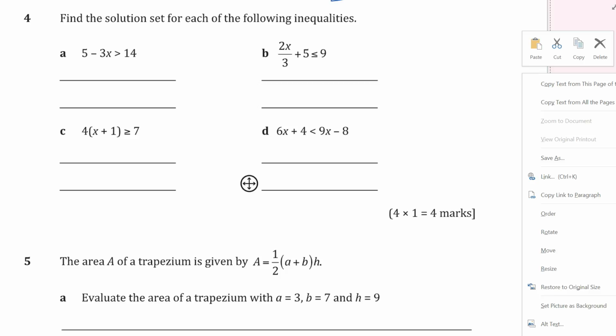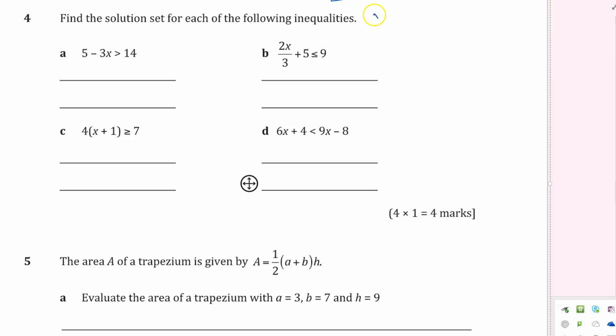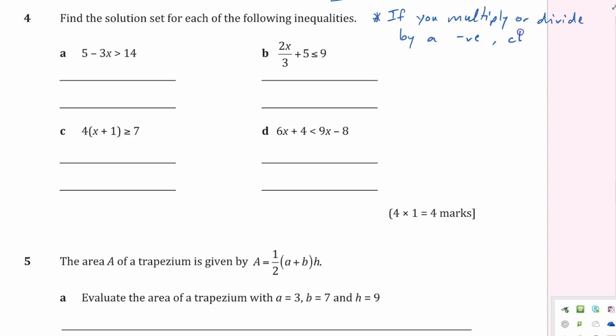What's the only change we need to make when we're solving inequalities? If you multiply or divide by a negative, we change the direction of the sign.